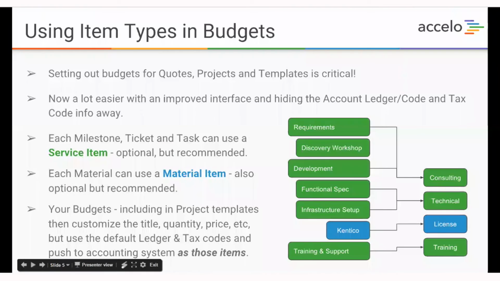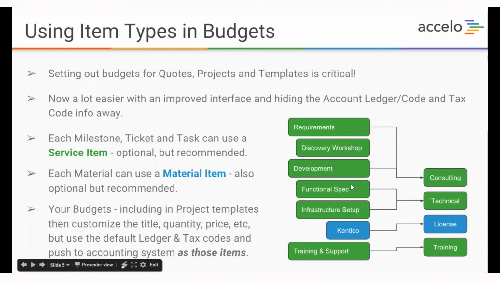Let's duck back to the presentation before we jump into the next area. So as I mentioned, you create these milestones and you're able to link them across, or tasks or materials, you're able to link them across to the types here. So consulting, technical, license, and training, they're all the item types, whether they be services or materials.